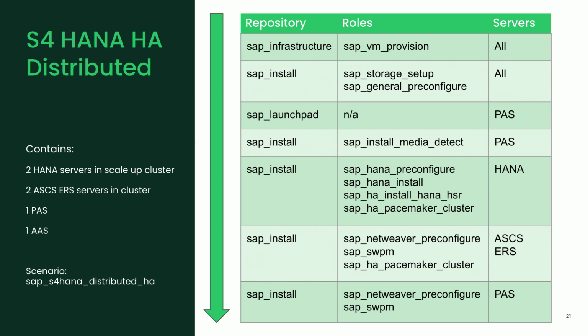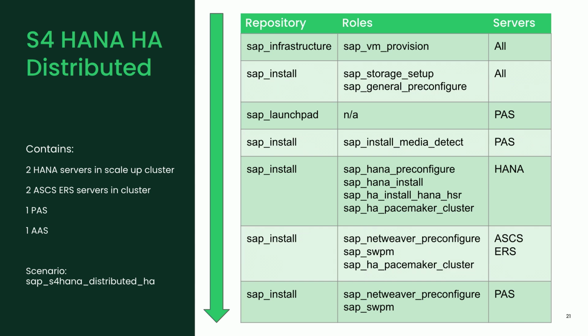Because you need to provision them, you run it for all of them. You need to set up storage, you run it for all of them. But then you start downloading. You don't need to download it for all of them, right? Because you download in one place and then you can just sync it to other servers. So we are downloading on one server, we are detecting on one server, then you are doing HANA, which means you have two HANA boxes and you run pre-configure, install, HSR, cluster on them.